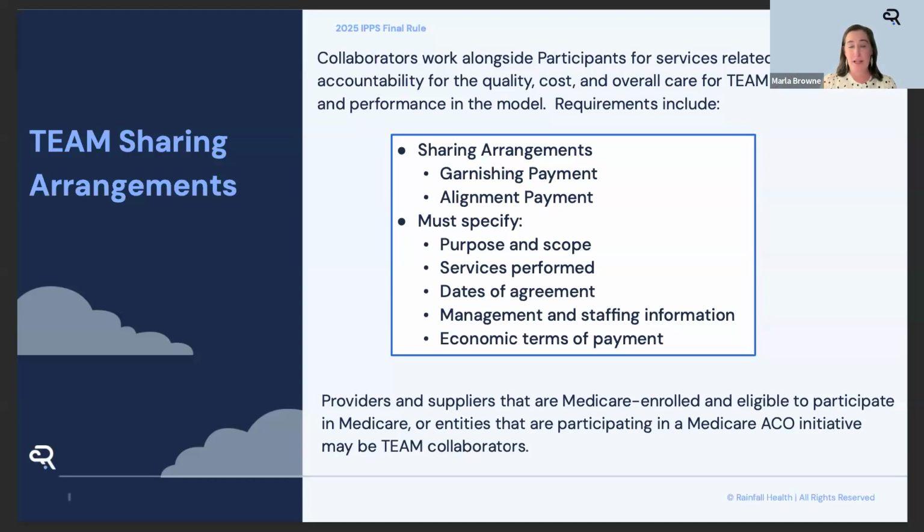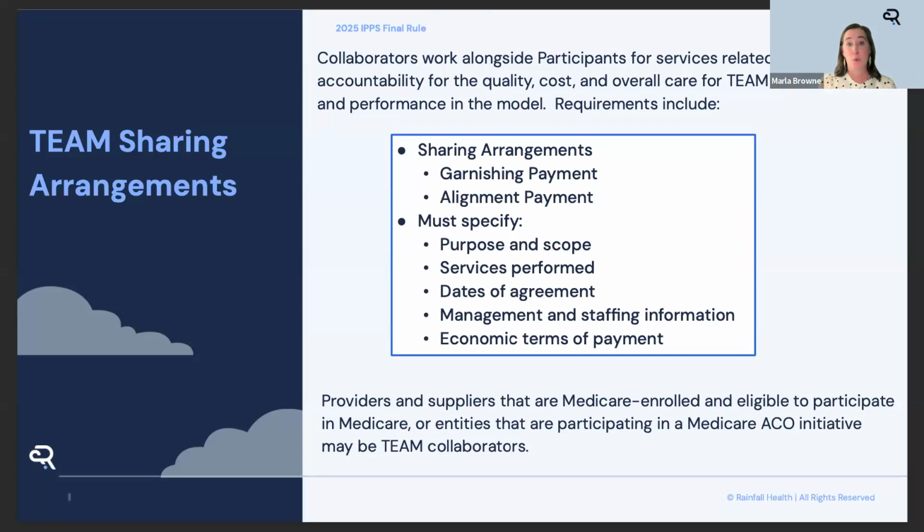So in addition to the services that can be part of an episode, there are providers and suppliers that are Medicare enrolled and eligible to participate in Medicare, or entities that are participating in a Medicare ACO, that may be considered team collaborators. We shared potential partners or services a couple of slides ago, but I just want to call out other entities that could be considered. It could be a therapist in a private practice. It could be a Medicare ACO or a non-physician provider group practice. So there are quite a few that we could pull from to be collaborators if we are the anchor hospital.